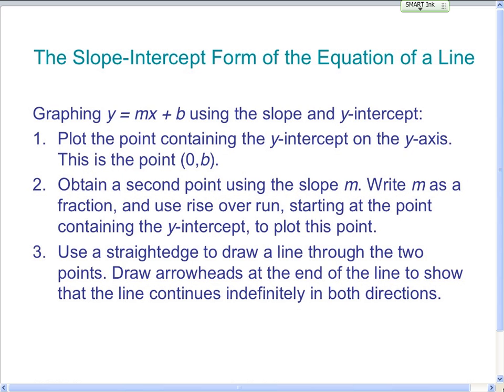Graphing using the slope and the y-intercept, I kind of talked about this in 7.1. But you're going to plot the point 0, b. You're going to do that first. So take this number and put it on the y-axis. Then you're going to use the slope, or rise over run, to find your second point, and you're going to connect them.